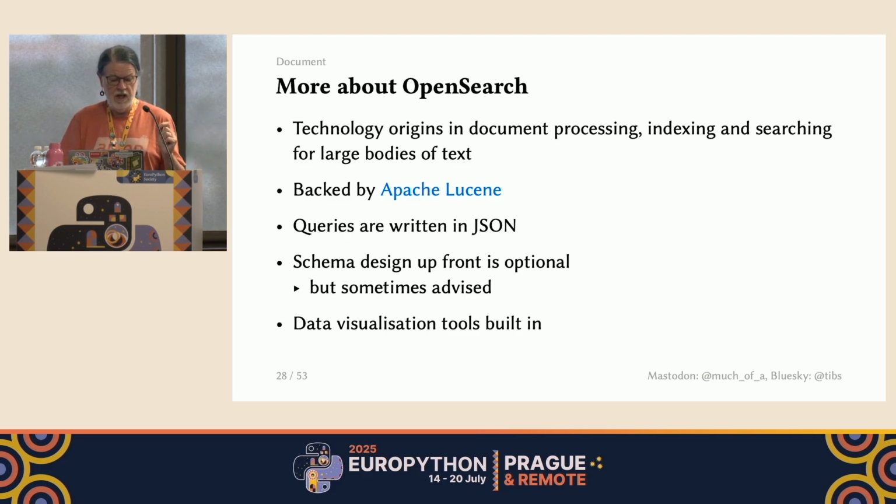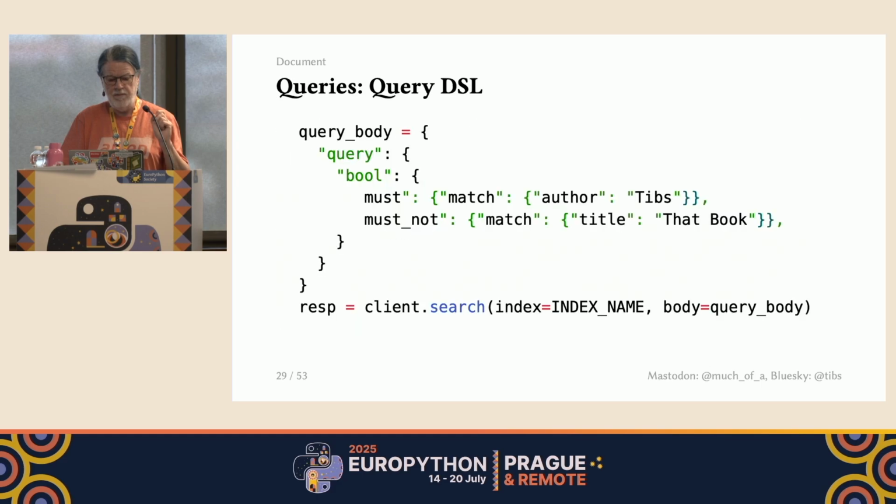Queries are written in JSON. Schema design is optional. It can be advisable. If you're storing semantic vectors in OpenSearch, you will need to tell it what the data type is. Sometimes if you're putting JSON in, of course, is it a string or is it an integer? Maybe we disagree over time, and so sometimes you need to tell it. A nice thing about OpenSearch is that visualization is built in.